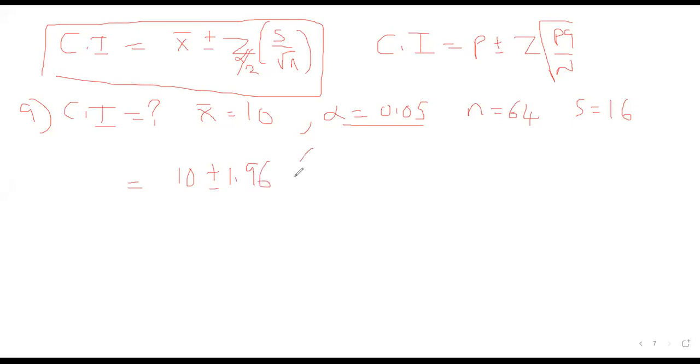1.96. And our standard deviation is 16. And our N is 64. So how do you find the Z? We already have a sum, we're past that. I'm sure I've already explained how this is done.